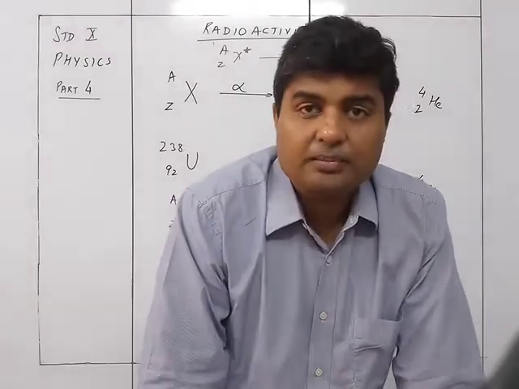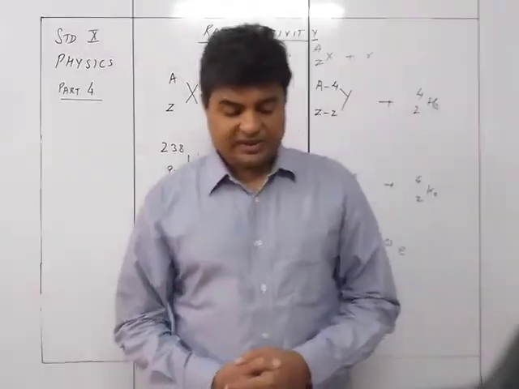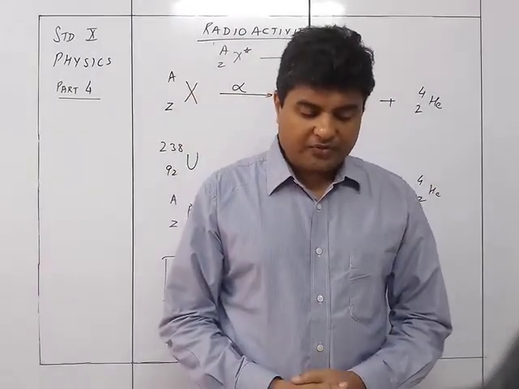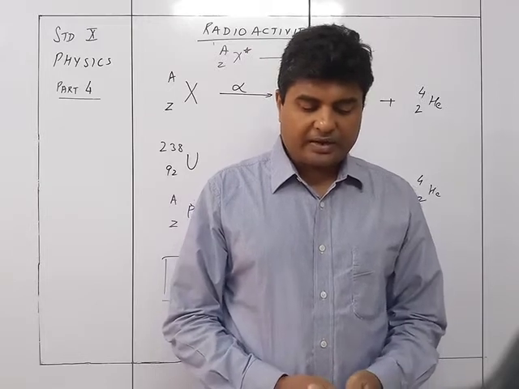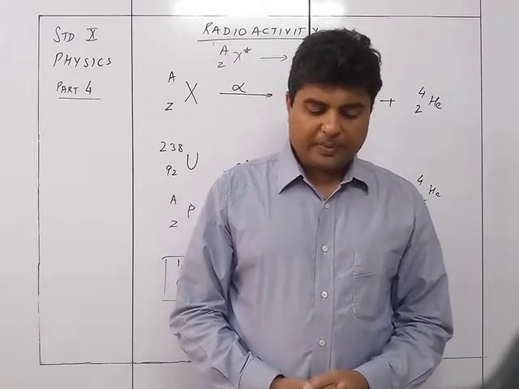So first let's see the medical field. Many diseases such as leukemia, cancer, etc. are cured by radiotherapy. Gamma radiations obtained from cobalt 60 are used to treat cancer by killing the cells in the malignant tumor of the patient.